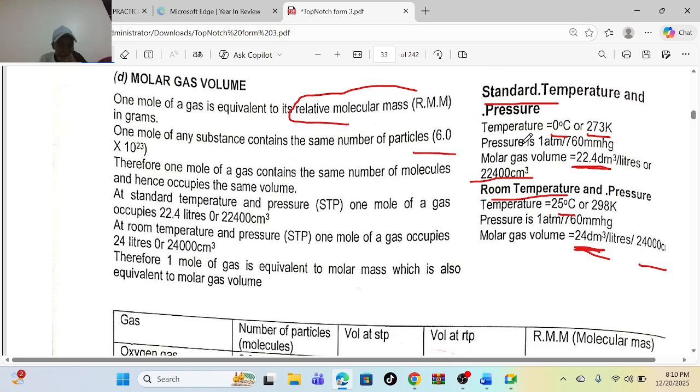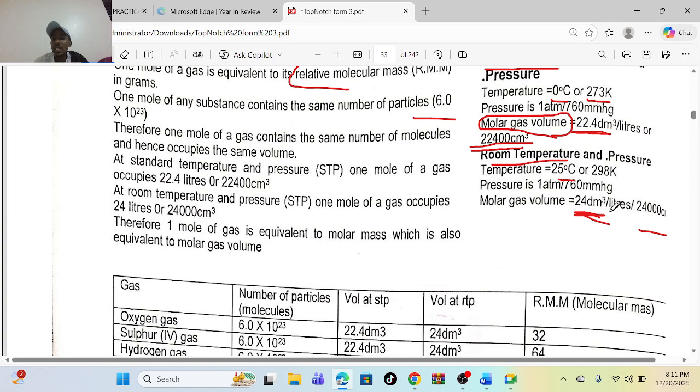So for temperature and pressure, tulipitia kwa hii topic inaitwa gas law. Lakini kwa hii topic ile kitu tunasoma ni molar gas volume. The molar gas volume at standard temperature and pressure is 22.4 decimeter cubed or liter, or 22,400 centimeter cubed. The molar gas volume at room temperature and pressure is 24 decimeter cubed or 24,000 centimeter cubed.